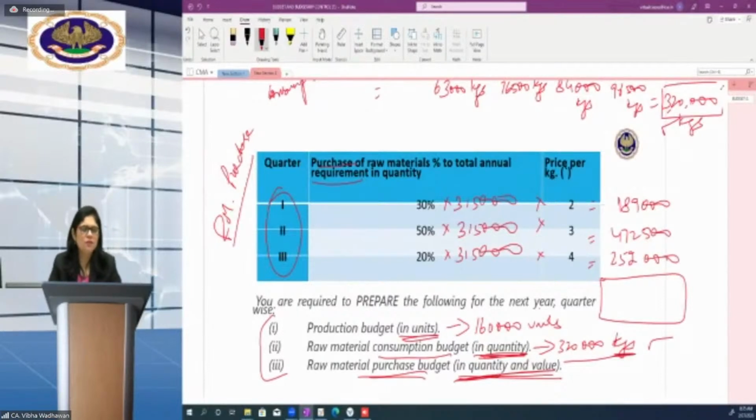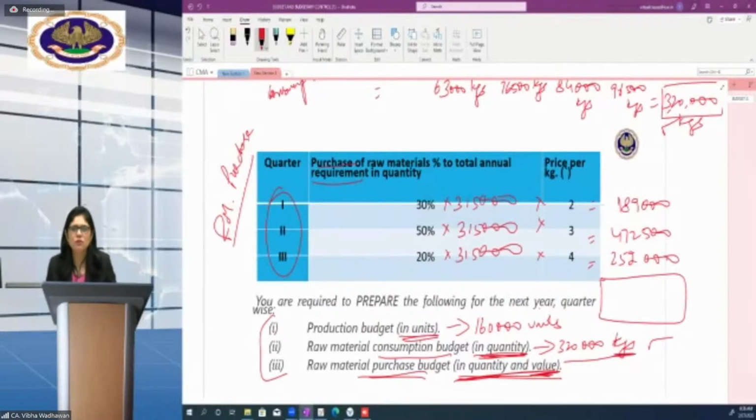Tell me the total raw material purchase value quickly: quarter 1, quarter 2, and quarter 3. We have to make the raw material purchase budget in quantity and value also. So we are calculating the value. Quantity we already have. Prachi, 2,52,000 I believe is for the third quarter. You have written it as the second quarter. Be very careful with the figures, students. Otherwise, even if you know the answer, you do wrong calculations and you lose marks, right?